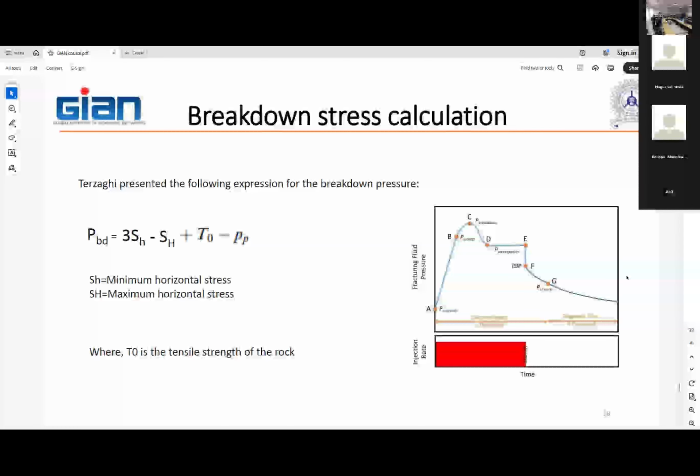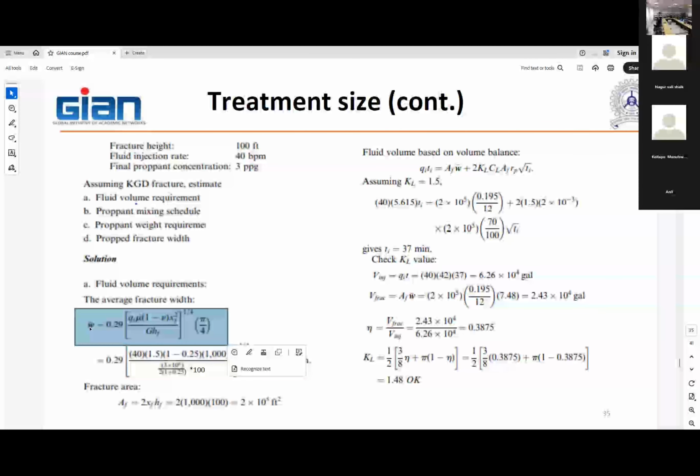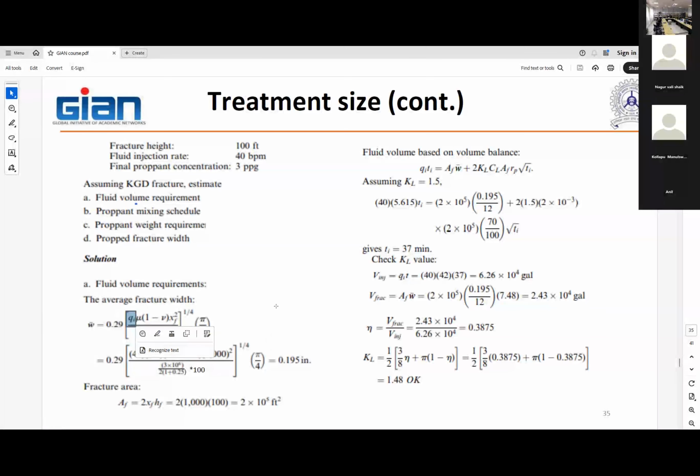And how about the unpropped fracture width? Suppose you did not pump any proppant, then what parameters do you need? The thing that we calculated here is the unpropped fracture width. This is without the proppant, when you are pumping the pad fluid. It depends on the pump rate Q, then mu, the fluid viscosity, Poisson's ratio, fracture half length, shear modulus or Young's modulus, and the fracture height. All of these go into calculating your unpropped fracture width.